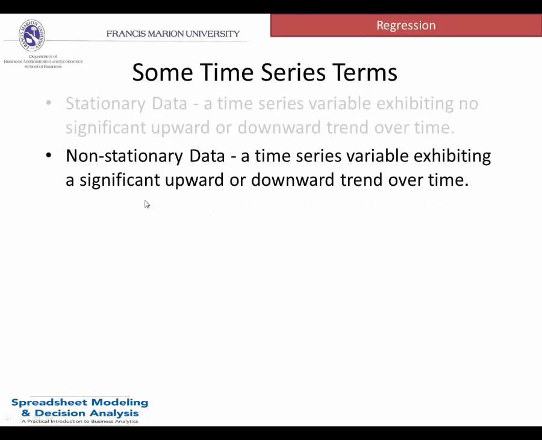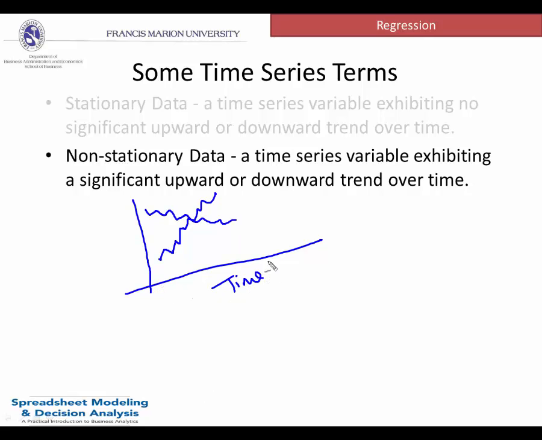Non-stationary data is basically a time series variable exhibiting significant upward or downward trend over a period of time. And if I want to draw this out, your non-stationary data would be, here is a positive trend, and here is one with negative trend. Basically here is time, the x-axis, and this is your sales data or revenue or cost or whatever it is that you are trying to predict.